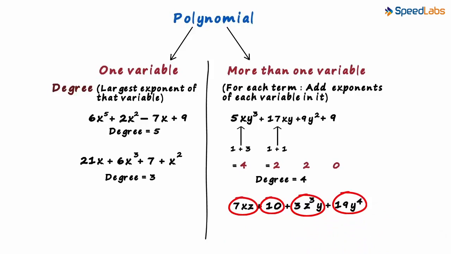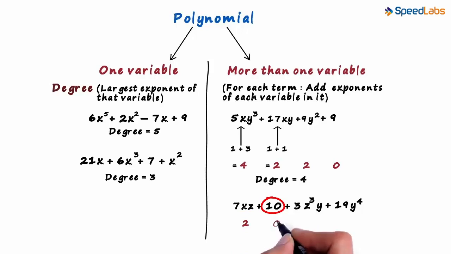We have 4 terms here. In the first term, the sum of exponents of x and z is 2. In the second case, since we have no variables, the exponent is 0. In the third term, it's 3 + 1, which equals 4. And in the fourth term as well, the exponent is 4. 4 is the highest amongst these 4 terms. Hence, the degree of this polynomial is 4.